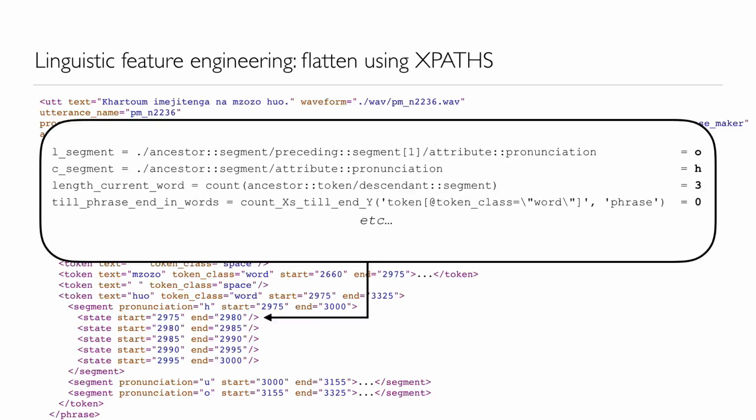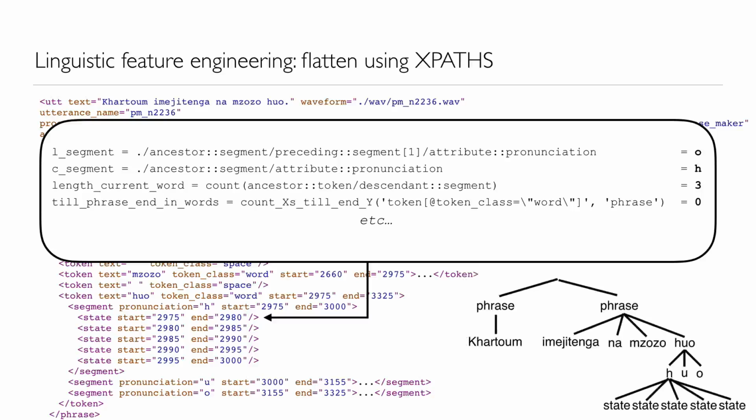So here are 4 examples of XPath expressions that we use to extract features at each phone or at each state across an utterance. And I've given 4, but you might use 50 or 100, 200 of these. And I'll just break one of these down so you get some idea of the implementation. So this is just a graphical representation of a simplified version of this utterance structure.